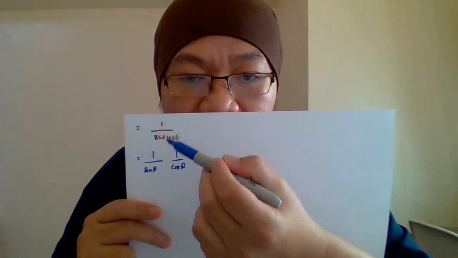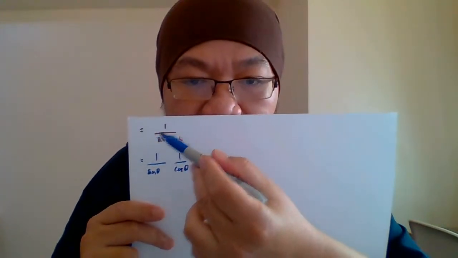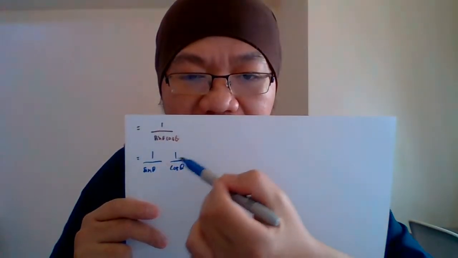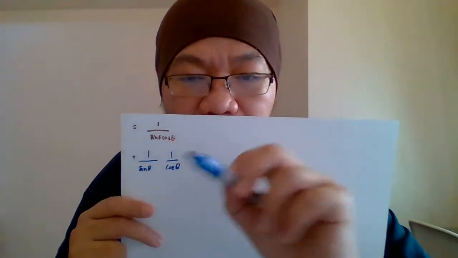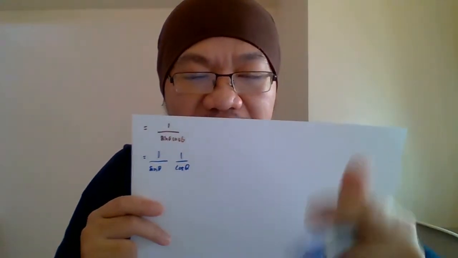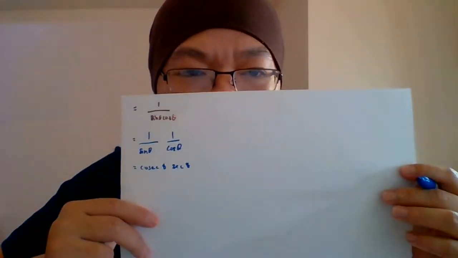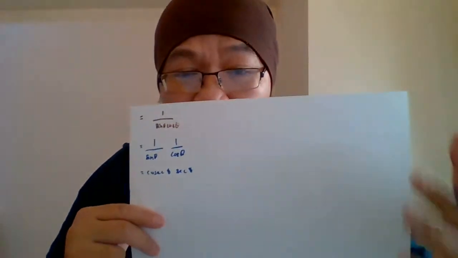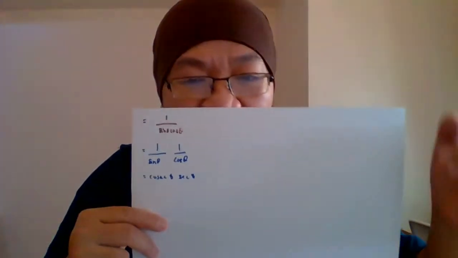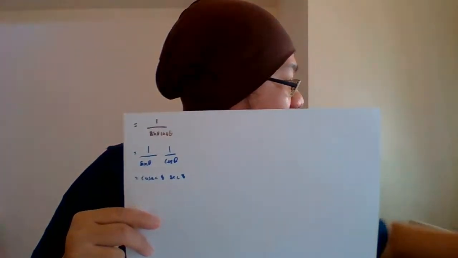So what you have to do is split the fraction, so it becomes 1 over sine times 1 over cos. We know that 1 over sine is cosec. So it becomes cosec theta sec theta. Proven. Done. That's how we prove. That's also how we apply the identity. There are identities there.